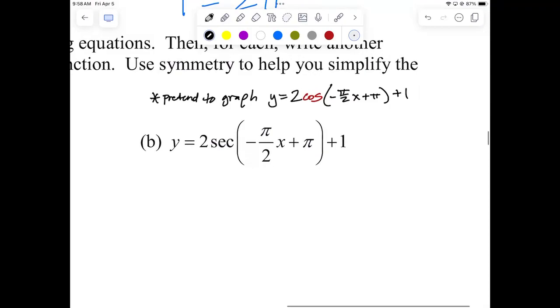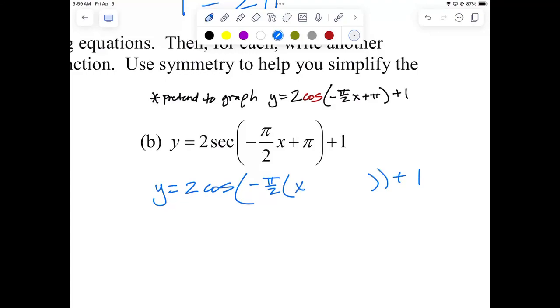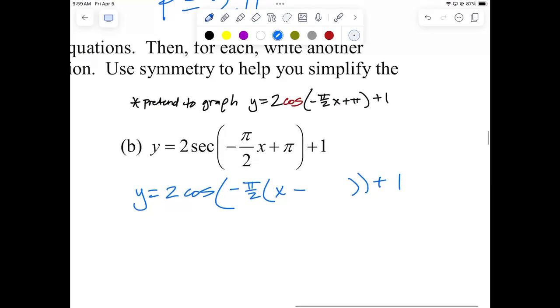Okay, so let's go ahead and do what we need to do first, which is to put it into standard transformation form. I'll use blue here. So we've got the 2 in front. We've got the cosine. That's good. But I have to factor out the negative pi halves on the inside, and the plus 1 is still good. So when I factor the negative pi halves out of the negative pi halves x, I get x. Factoring a negative out of a positive changes the sign. So the question is, what do I get when I factor out a negative pi halves from a pi? Is it negative 2 pi?